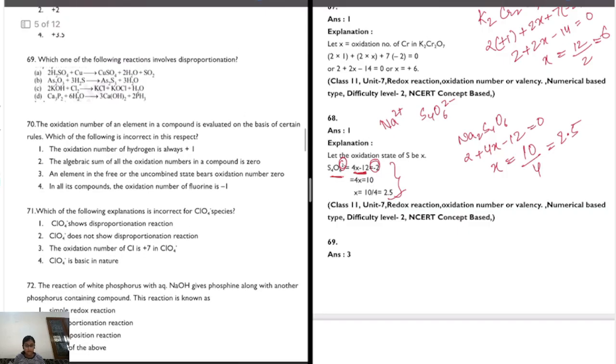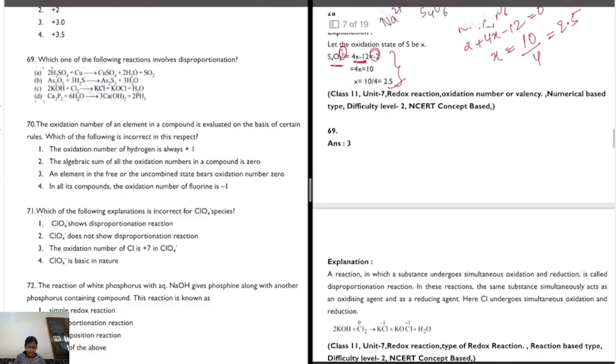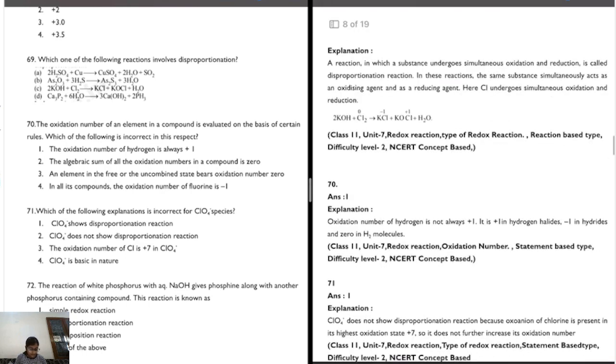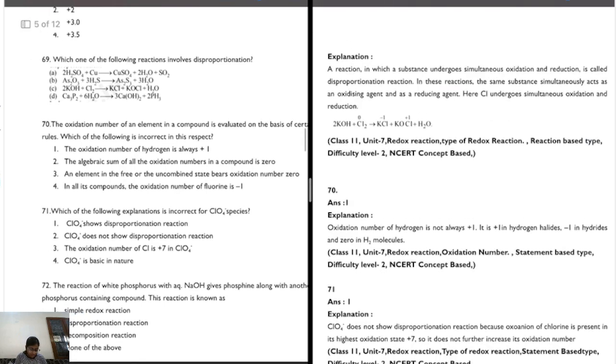Now in the next question, we'll see which one of the following reactions involves disproportionation. As I told you earlier, in a disproportionation reaction, one species will undergo oxidation as well as reduction simultaneously. You'll see that in this case, from 0, it goes to -1 as well as +1. Therefore, this is the disproportionation reaction.